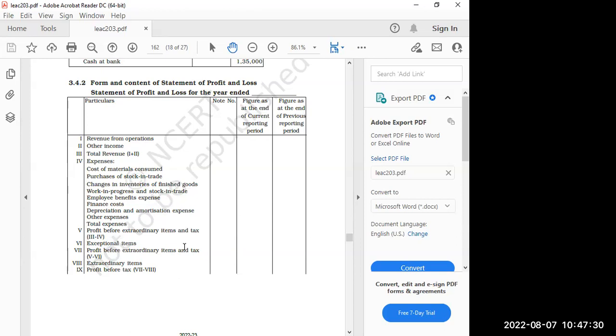Suppose opening balance was 1 lakh, total, three things together. Work in progress, finished goods and stock in trade together was 1 lakh in the beginning. Now in the closing, it is going to be 1,10,000. So 1 lakh minus 1,10,000 is equal to 1 lakh minus.